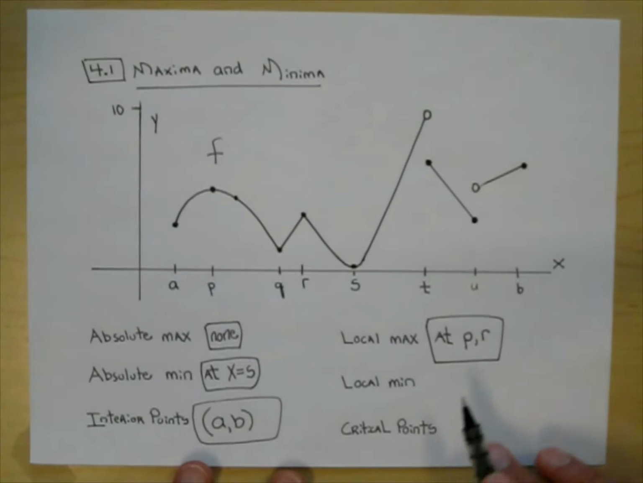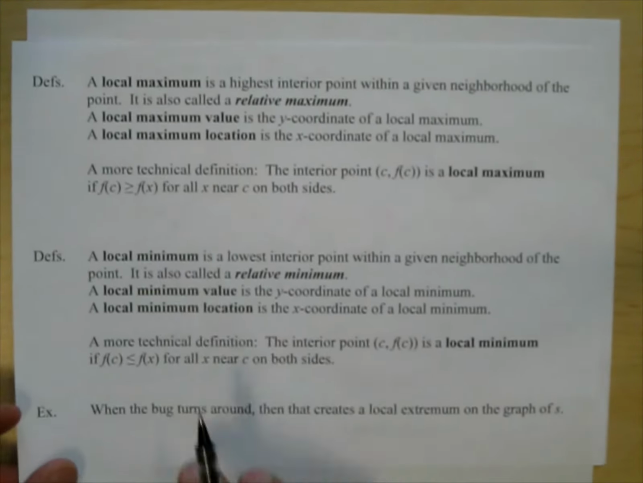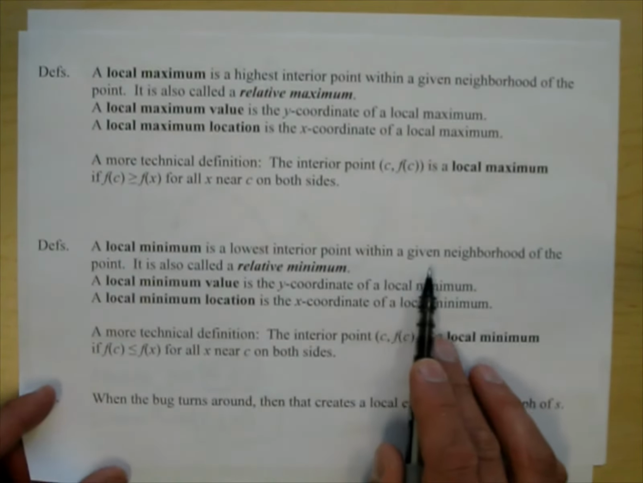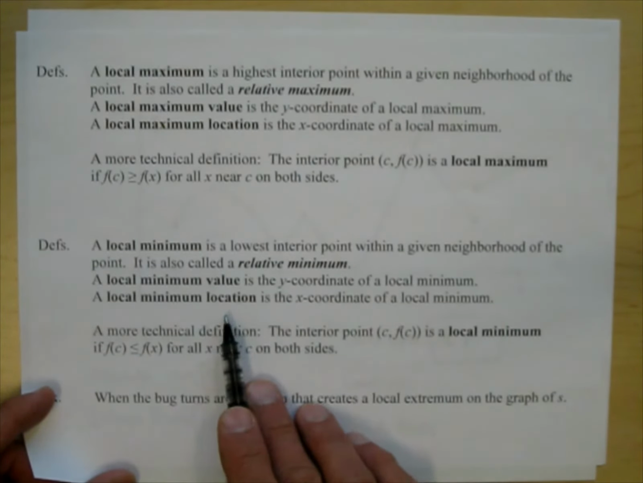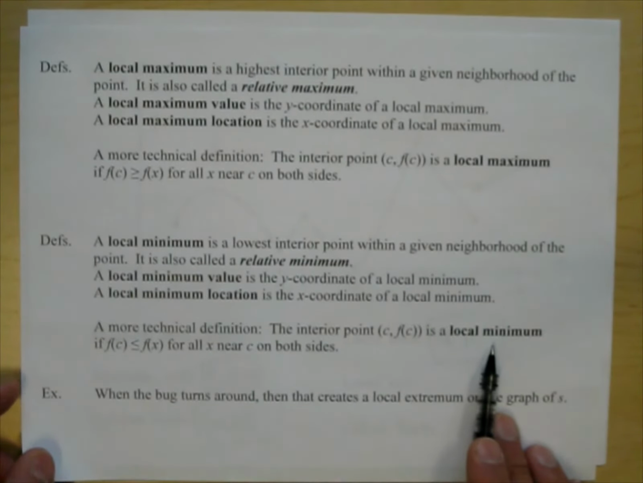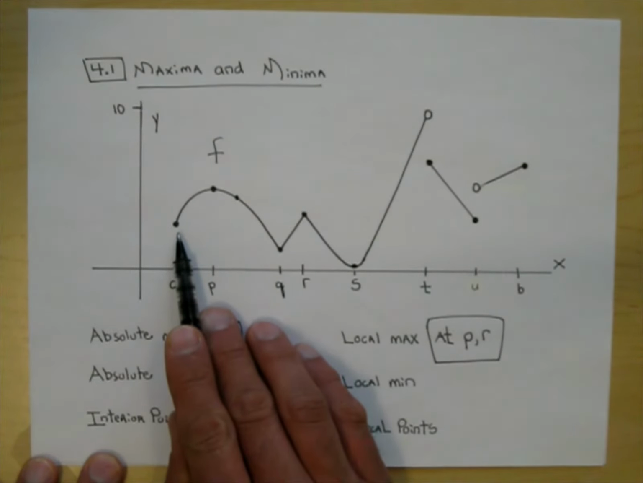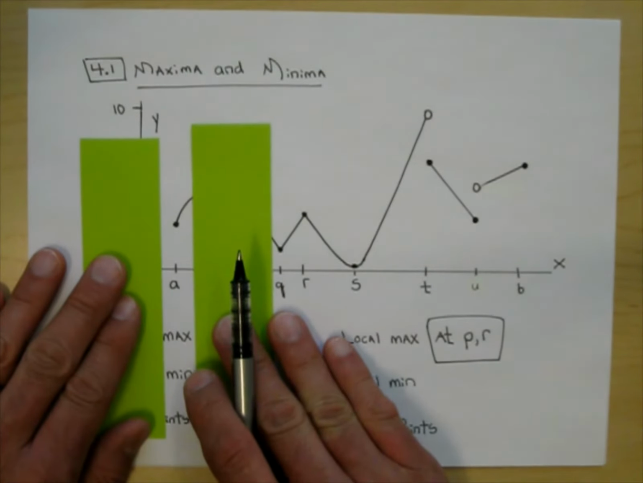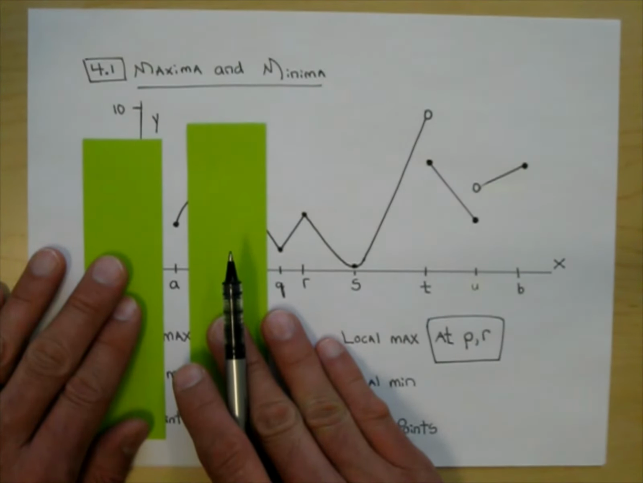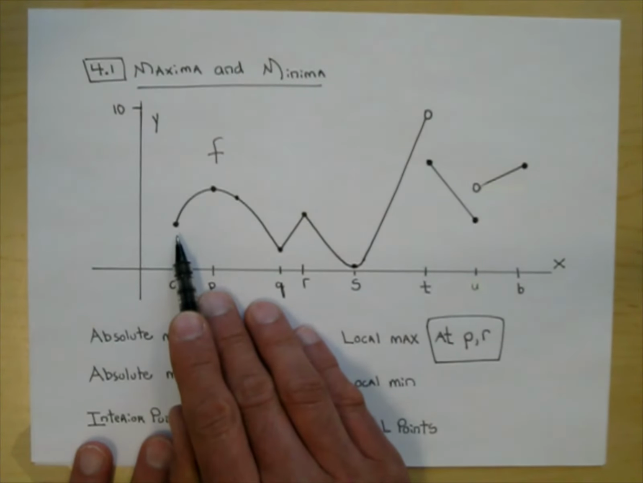Okay. Local mins. So those are the bottoms of the valleys, locally. So a local min is the lowest interior point within a given neighborhood of a point. It is also called a relative minimum, and then you have the value and the location. There's the more technical definition, which I'm not going to go over. So do we see any bottoms of valleys? Well, we see something right here, and that reminds us of a minimum, but because it's not an interior point, because it doesn't have a neighborhood on both sides, we cannot call that a local min. Okay, it's kind of a bummer for that point there.